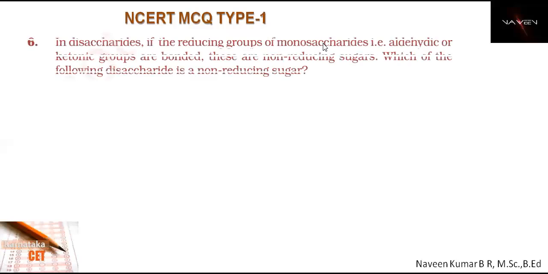We'll move on to the next question. In disaccharides, if the reducing groups of the monosaccharides, that is the aldehydic or ketonic groups, are bonded, these are non-reducing sugars. So which of the following disaccharides is a non-reducing sugar? We know that if both anomeric carbons are involved in the glycosidic linkage, then it is non-reducing. If any one anomeric carbon atom is free, then it is said to be reducing.